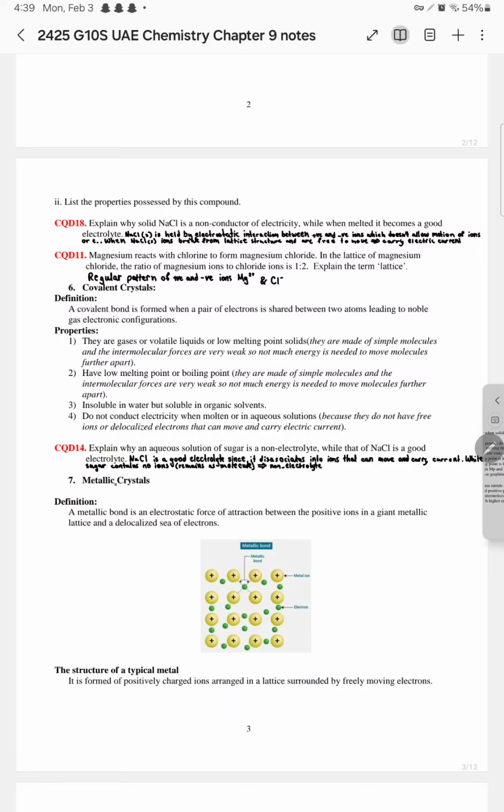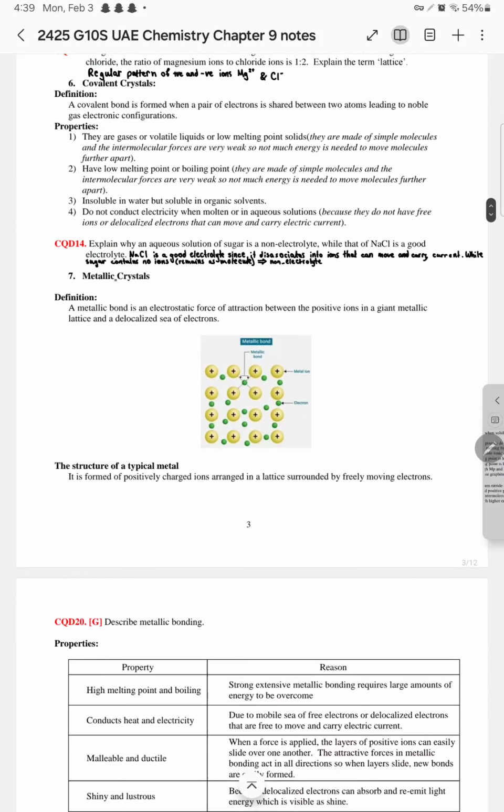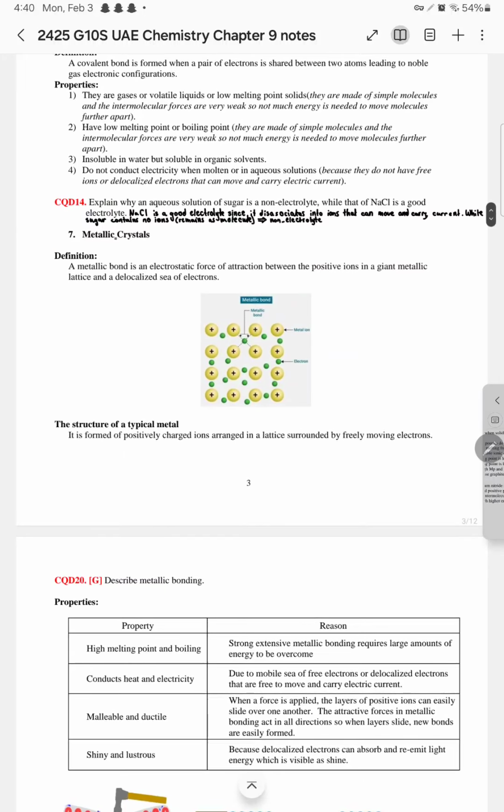CQD11, it's a regular pattern of positive and negative ions, which are Mg2 plus and Cl minus. Now you have covalent crystals. These are really easy, just read them. Now you have CQD14, explain why an aqueous solution of sugar is a non-electrolyte and NaCl is. Because sugar does not have any ions or electrons whatsoever. NaCl has them, when it dissociates, it makes ions. Sugar has no ions, so it's not an electrolyte because it has nothing to dissociate or to carry electric current.